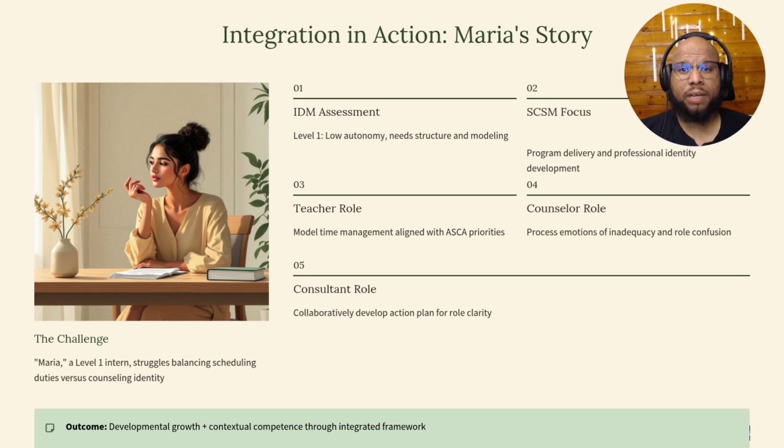From an Integrated Developmental Model perspective, Maria demonstrates the hallmark traits of a level 1 supervisee: highly motivated but low autonomy. She's enthusiastic but unsure of herself, craving structure, modeling, and reassurance. She needs her supervisor to provide clear direction and scaffolding to strengthen her confidence and skill set.